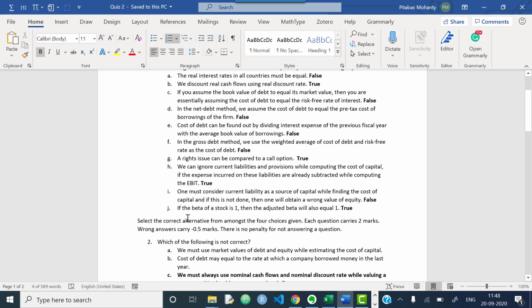And last true false question is, if the beta of a stock is 1, the adjusted beta will also be equal to 1. Now that's true, because the adjusted beta equation is 1 by 3 plus 2 by 3 into the regression beta. So regression beta is 1, so essentially it boils down to 1 by 3 plus 2 by 3, which is equal to 1.